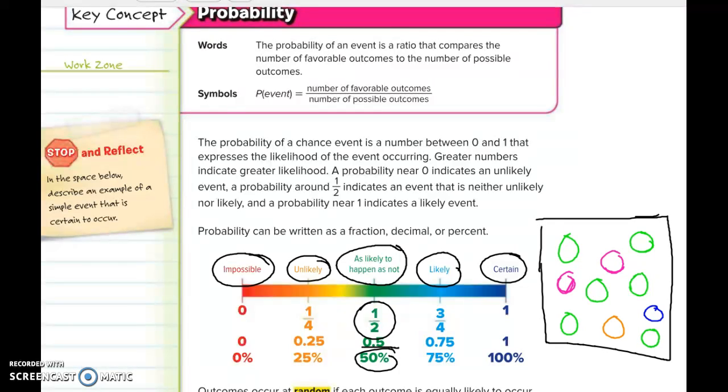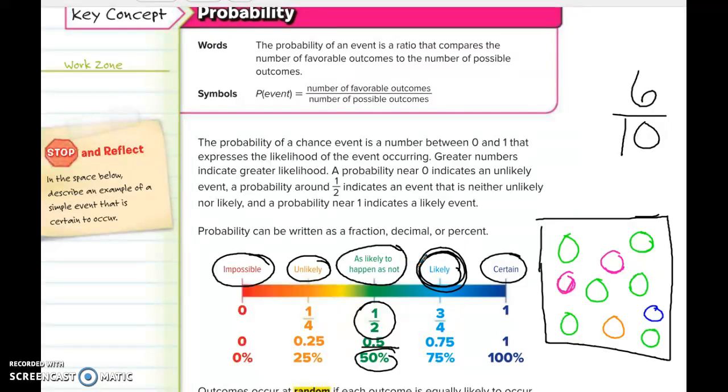Okay, so I still have 10 total marbles in the bag, but now I changed it so that I have 6 green marbles. So now I could say that it's likely for me to pull a green marble because I have more than half of the bag being green. So my chances of me pulling a green marble are now more likely than not. So it's described as a likely situation.